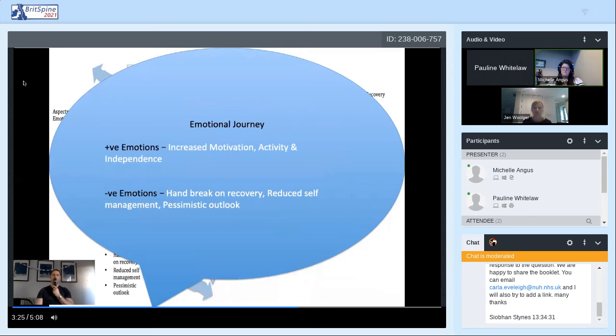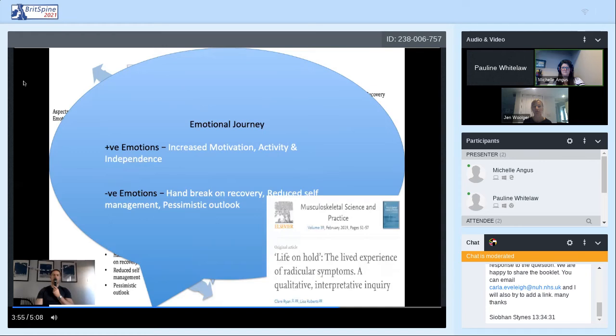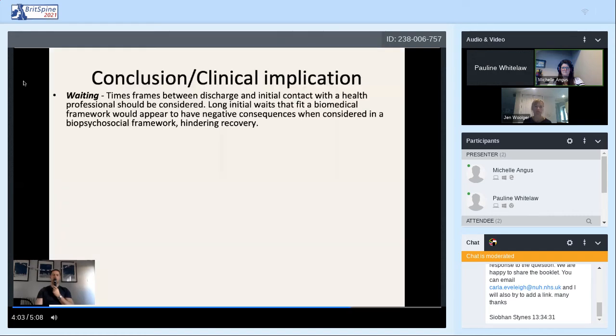Patient journey was a bit of an emotional roller coaster, with different emotions described throughout the post-op recovery. It is the effect these emotions had on recovery that was most interesting. When participants felt positive emotions, this increased motivation, as well as activity and independence, and seemed to accelerate recovery. The opposite happened in response to negative emotions, where participants seemed to have a handbrake on recovery, self-management reduced, and there was a more pessimistic outlook of future recovery. Previous research has found similar, where participants felt their life was on hold and they had an uncertain future.